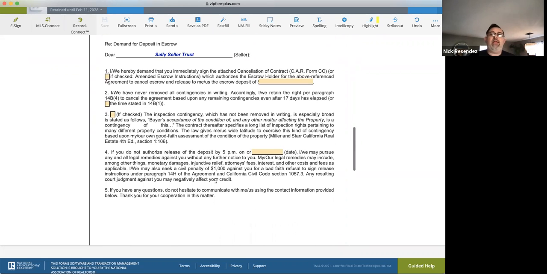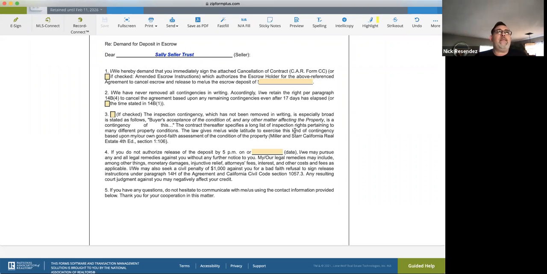Okay. So here's where I think people get this notion that a buyer can cancel for any reason as long as their inspection contingency is in place. This checkbox right here says the inspection contingency, which hasn't been removed, is especially broad, is stated as follows: acceptance of the condition of and any other matter affecting the property. And then it says the contract thereafter specifies a long list of inspection rights, and the law gives wide latitude to exercise this kind of contingency based upon my own good faith. So basically, if I have an inspection contingency, I can pretty much cancel for any reason related to the property itself, including its physical condition, surrounding neighborhoods and street noise, and any other thing that could affect the client living in the property. So that's where it says it's a pretty broad right to cancel.